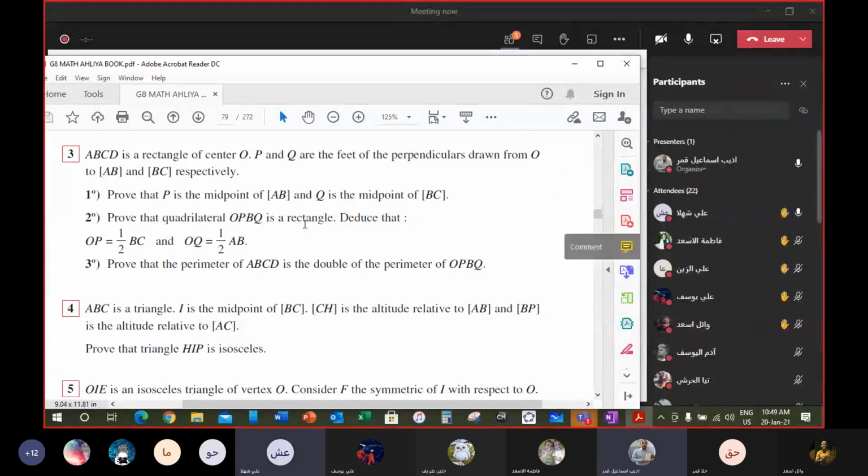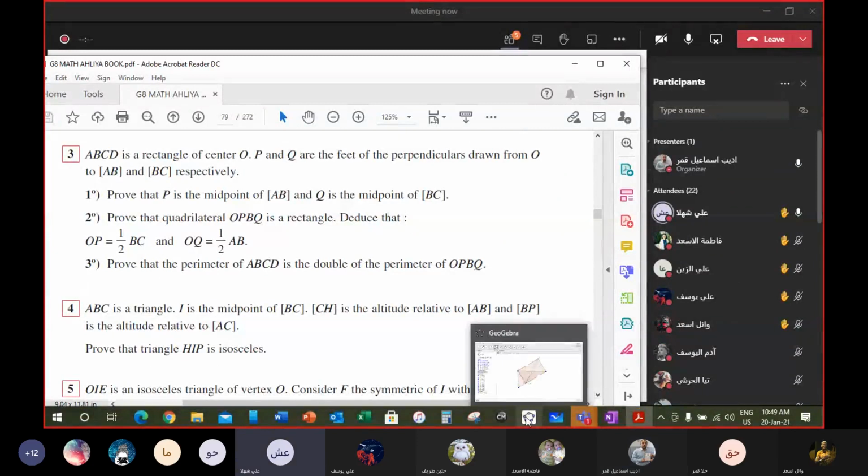ABCD is a rectangle of center O. P and Q are the feet of the perpendiculars drawn from O to segment AB and segment BC respectively. Prove that... Wait. خلينا نرسم الرسم. فإذا let's draw the figure.